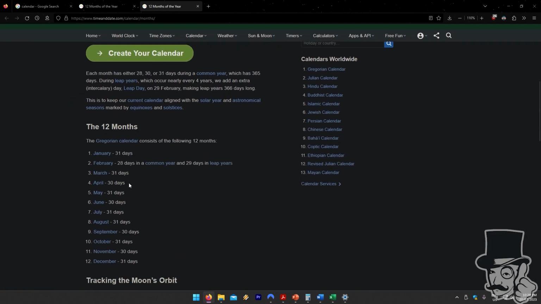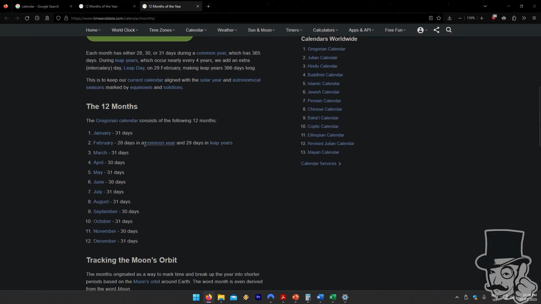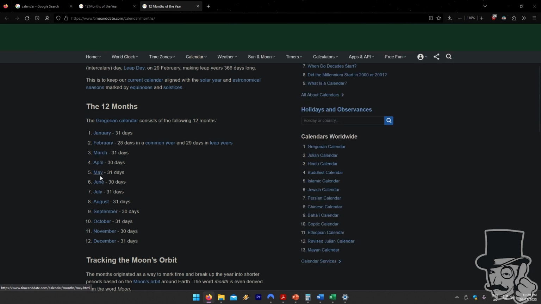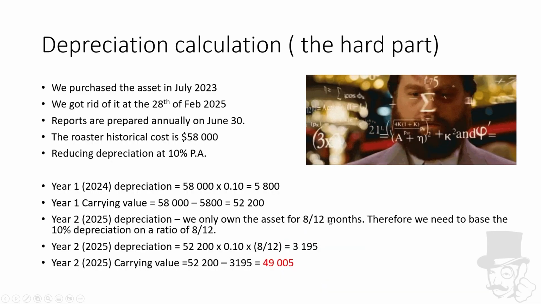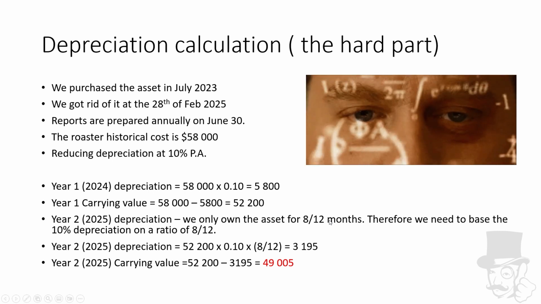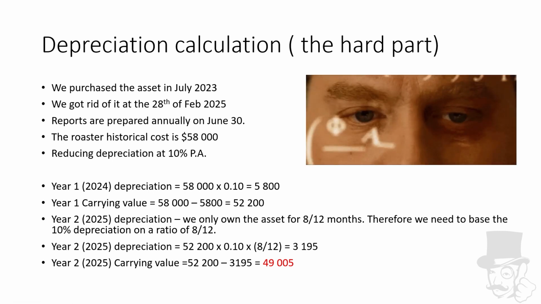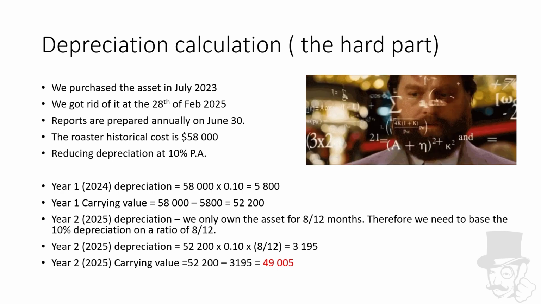Yeah, alright, this works. So we got rid of it at the end of Feb. So how much time is there left until we get to end of June? We've got March, April, May and June. So 1, 2, 3, 4. So there's 4 months of depreciation we don't need to account for. So 12 take away 4 is 8. So therefore that's how we get our 8 out of 12 months as the depreciation for that year. Because for 4 months of that year we didn't actually use that asset, we already got rid of it.